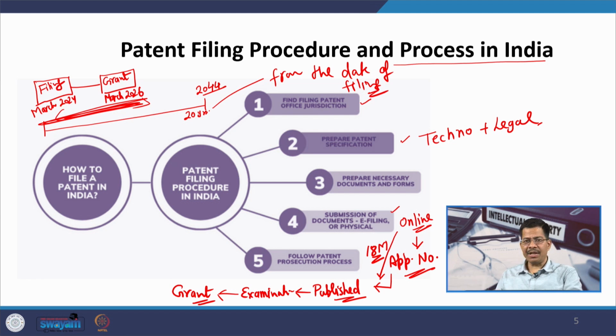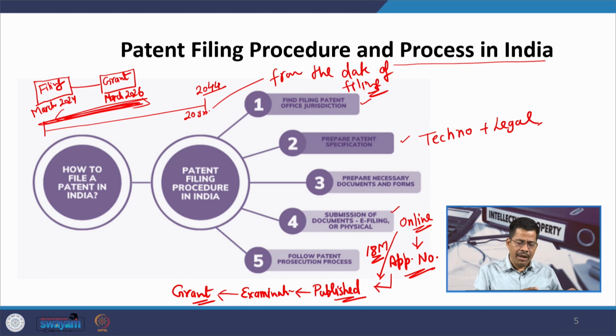If your application is published, it comes into the public domain. So, what is your invention? It will be known to the public, and the public may start giving a lot of objections on your application. When it is not published, it is still a confidential document, and for at least the initial 18 months you can enjoy that confidentiality. So, it is an important strategic issue: should I go for early, expedited publication, or should I wait for the normal 18 months?